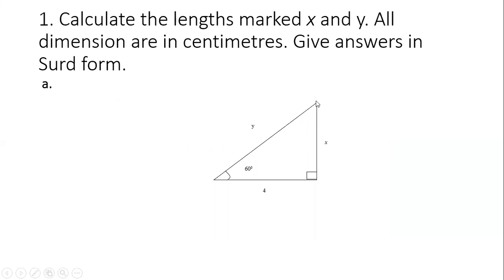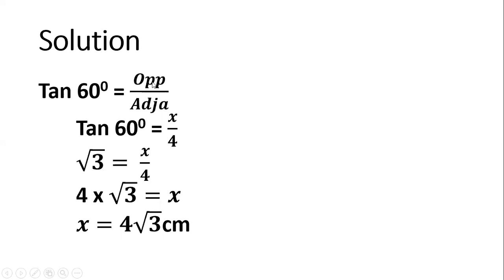So we have a triangle that has angle 60 degrees and x as its opposite, 4 as adjacent, and y as its hypotenuse. So to find x, tan 60 degrees, which is opposite over adjacent, that's why you have x over 4. And using the short form, the value for tan 60 is root 3. So 4 comes to multiply root 3. So that's 4 times root 3. So x is 4 root 3 centimeters.